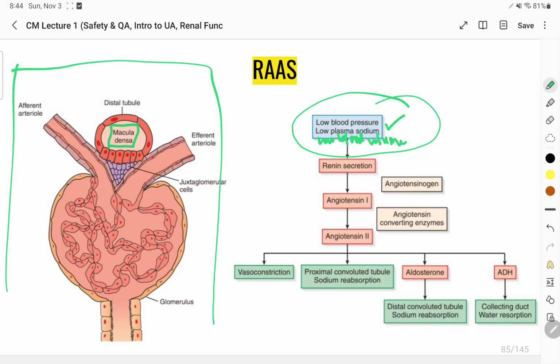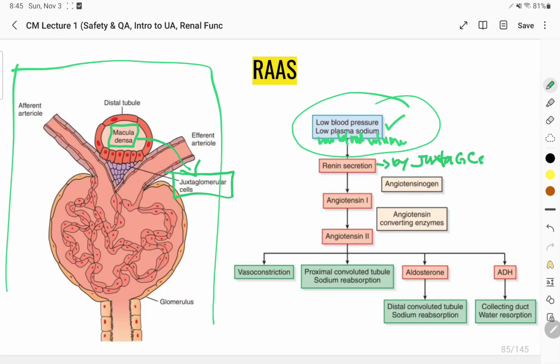This is dangerous, because the kidney can become hypoxic. So it immediately signals the juxtaglomerular cells to release renin. After the juxtaglomerular cells receive the signal from the macula densa that there is low blood pressure, the juxtaglomerular cells will release renin.